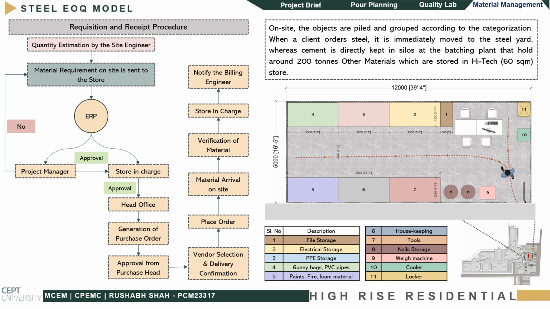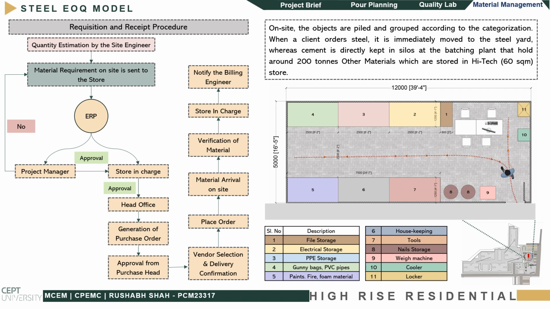In that, we have first of all the material requisition process. For this process, first of all quantity estimation is done by the site engineer, and he enters the details of which material is required on the ERP software, and then notifies the site store in charge and the project manager. The project manager gives approval after some other personnel give approval. After that the material arrives on site, which is verified by the store in charge and notified to the billing engineer.